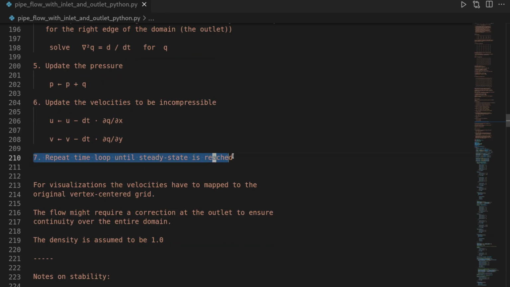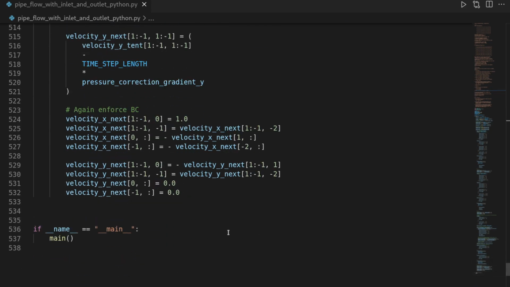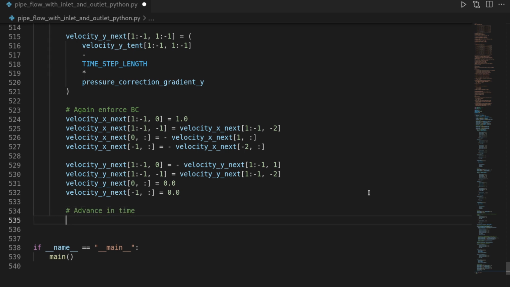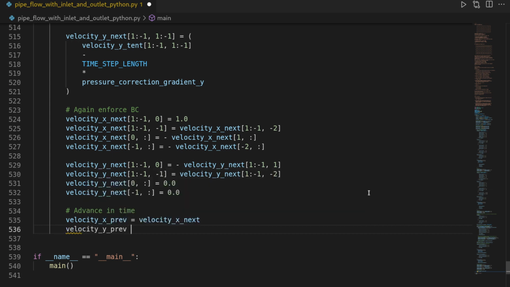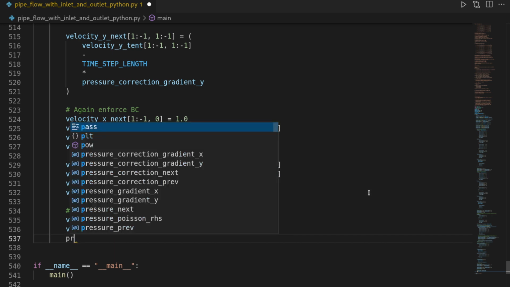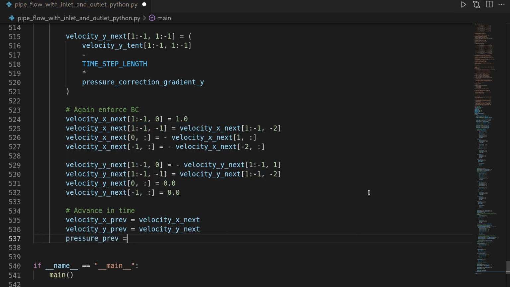And now we have this repeat, and we will just say that the previous is going to be the next in order to advance in time. So let's say advance in time, and the velocity x previous is going to be the velocity x next. The velocity y previous going to be velocity y next. And, sorry, pressure previous is going to be pressure next, such that we also have a fresh pressure gradient in the next iteration. Then we can finally turn our attention towards the visualization.